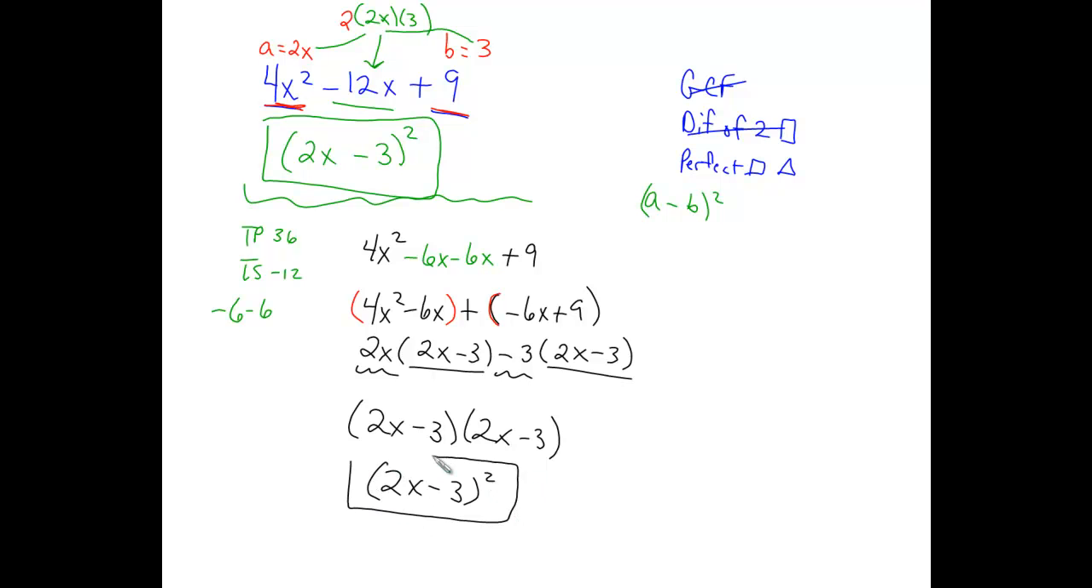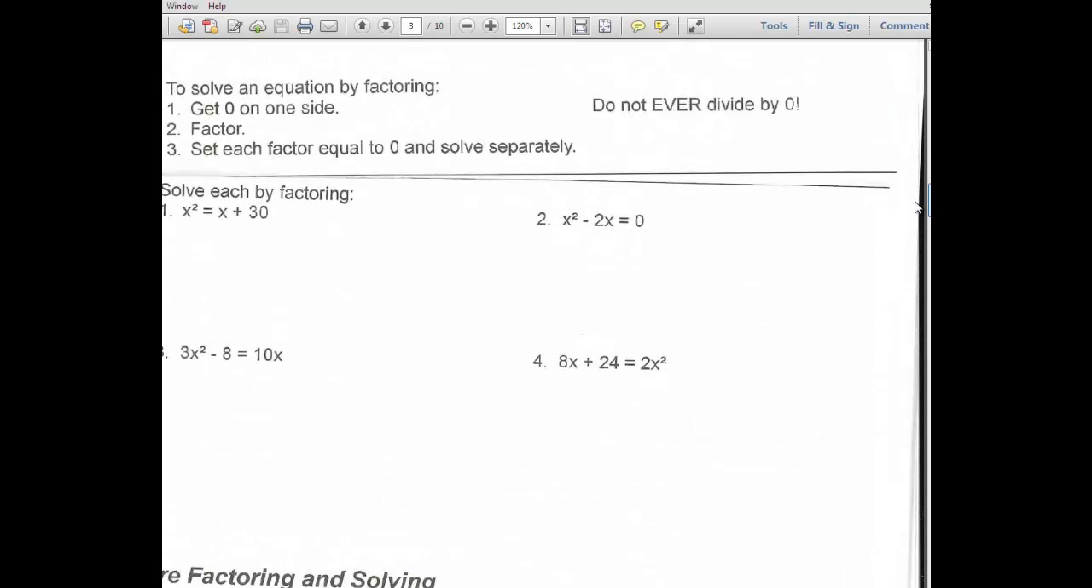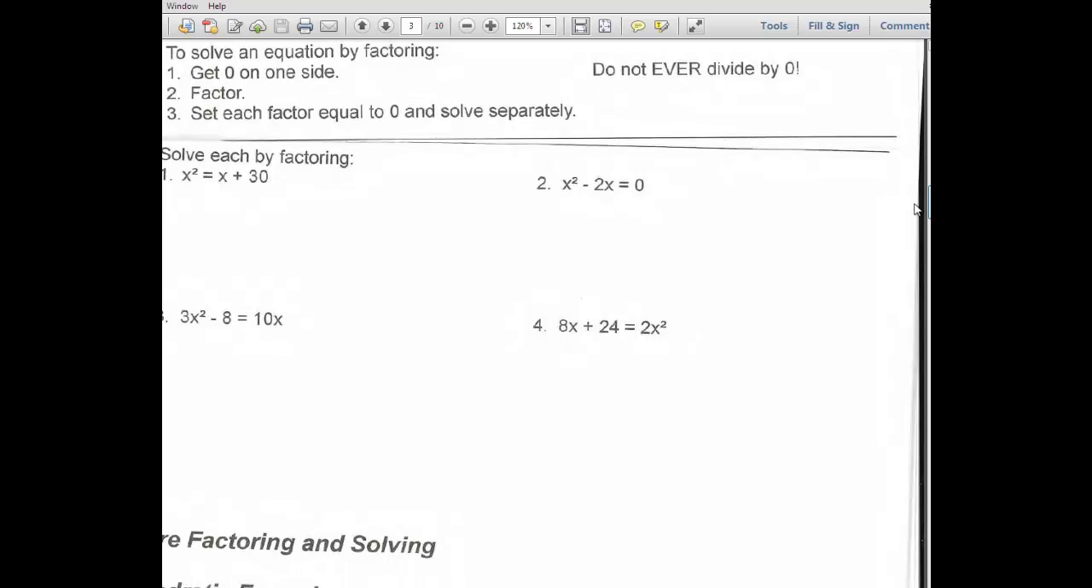So it does not matter how you come up with it. It's just if you recognize this pattern, it makes it a whole lot less work. The next part of today's lesson is to solve an equation by factoring. We do that by getting 0 to one side, factor, and then set each factor equal to 0 and solve separately.